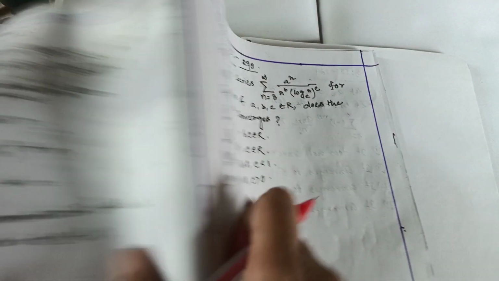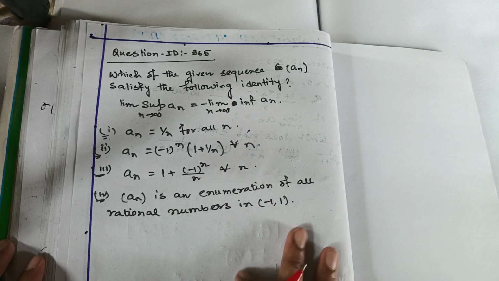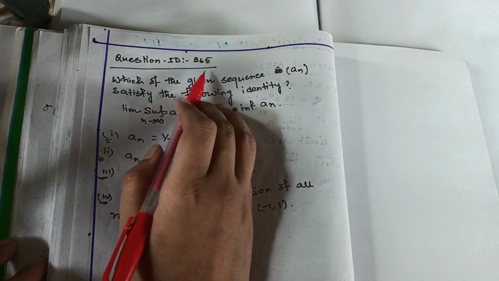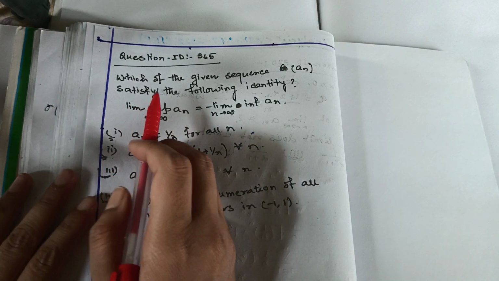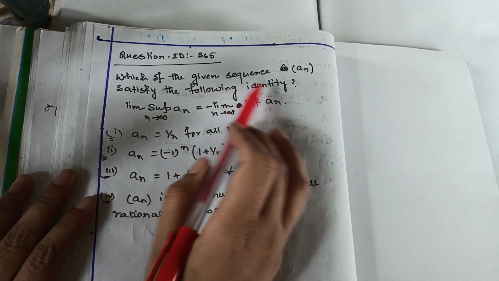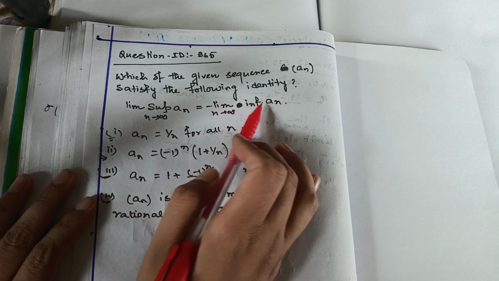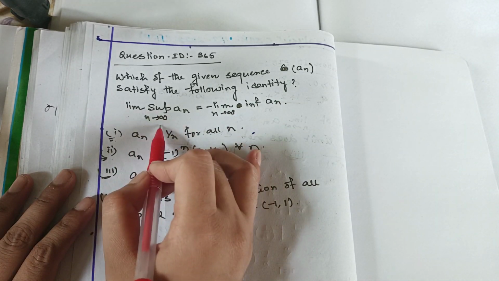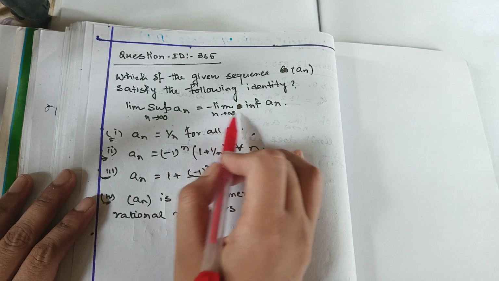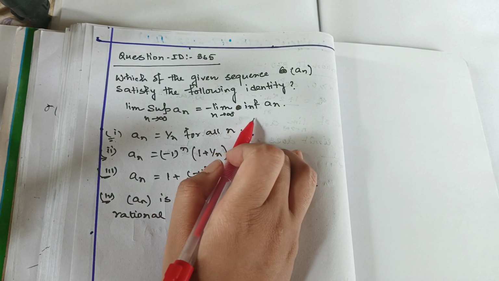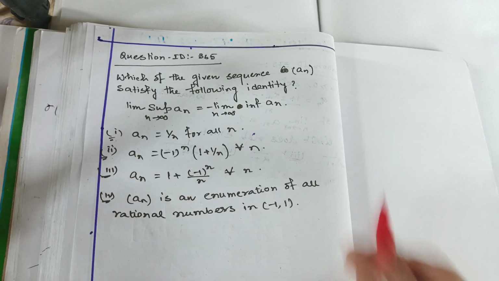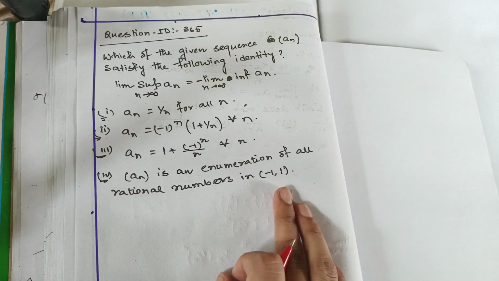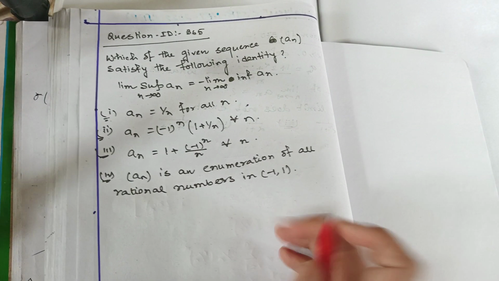Now I will go to the second question. Question ID is 365. The given problem is: which of the given sequences a_n satisfies the following identity? Limit supremum of a_n as n tends to infinity equals minus the limit infimum of a_n as n tends to infinity. Is it clear? So what is limit supremum and limit infimum?